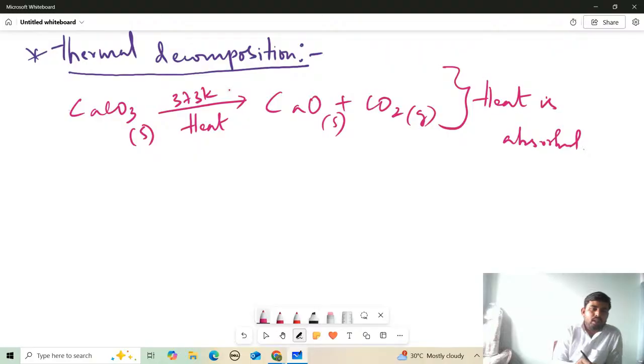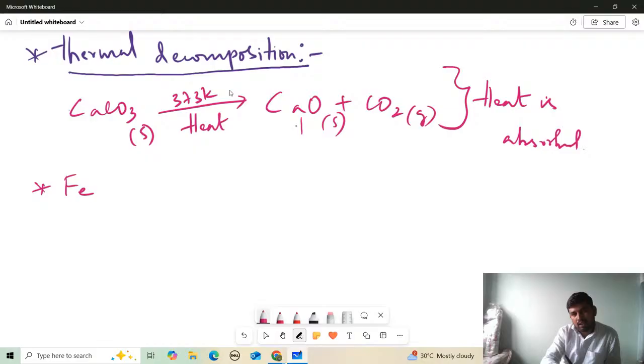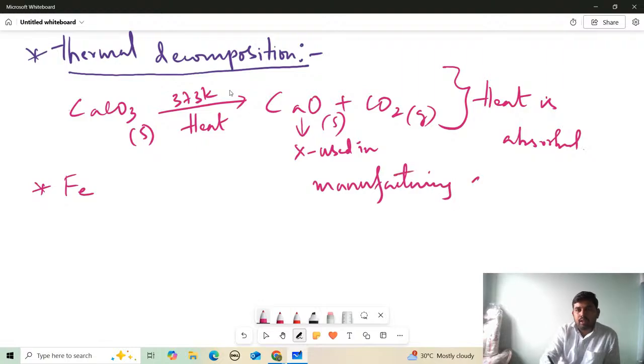Now we have the second type of reaction. Again I am saying, there is a chance of a compound X being used in the manufacturing of cement. What is X? X is nothing but calcium oxide.